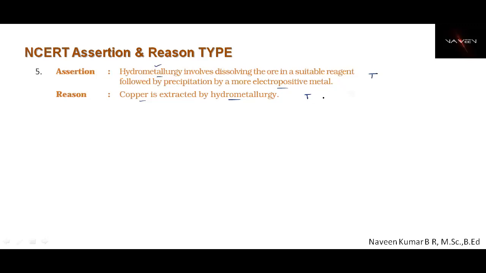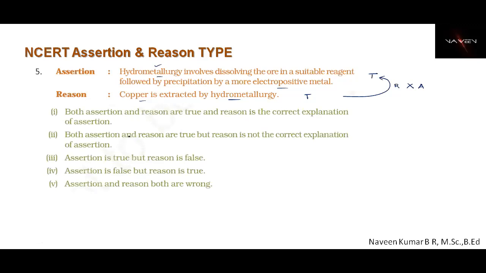But the reason of extraction of copper by hydrometallurgy does not answer the assertion statement completely. Hence, both are separately true, but reason is not the correct explanation of assertion. Hence, if you look into the options, the correct option is that both assertion and reason are separately true statements, but reason does not explain the assertion. So this gives small information regarding the NCERT exemplar activity. Hope the questions are useful for you. So try to analyze that clearly.